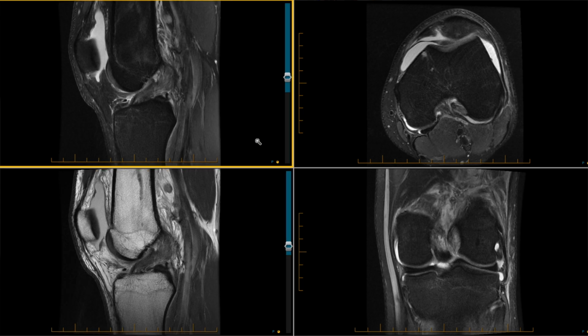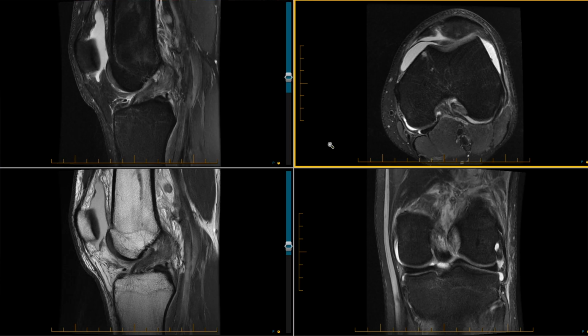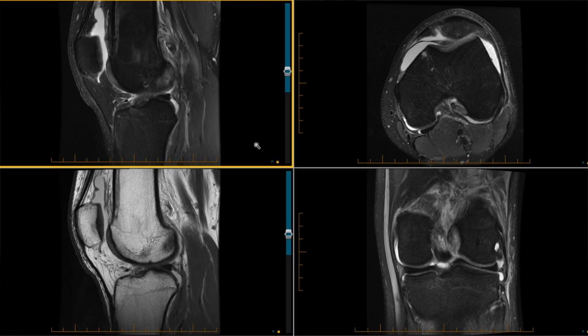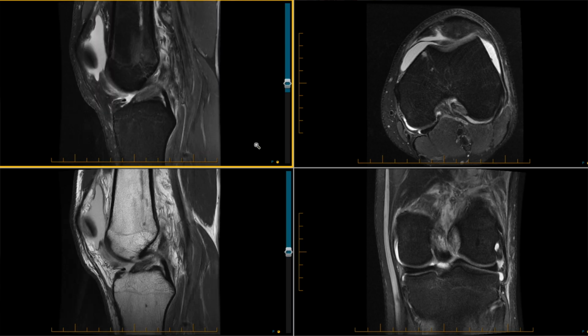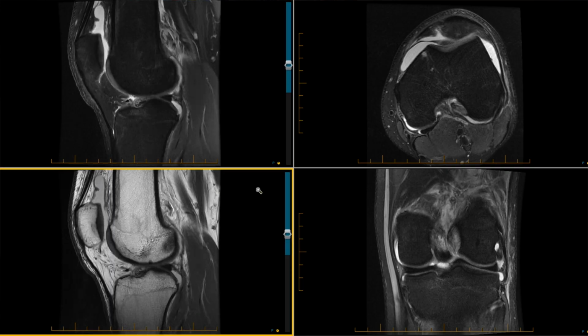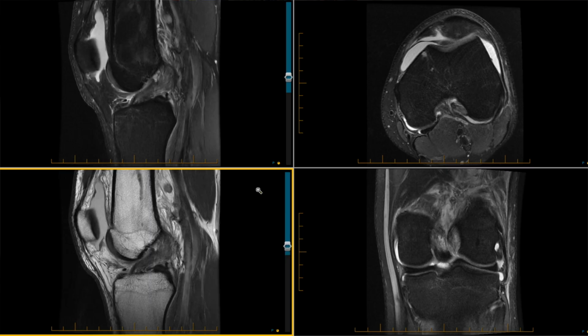I find that easiest to determine on the axial images or the oblique images. We don't have the oblique images in this case, so I'm going to show it to you on the axial images. And most of the times when you're interpreting the scan, you may or may not have the oblique images to look at in any case.